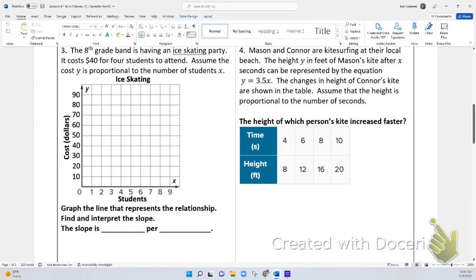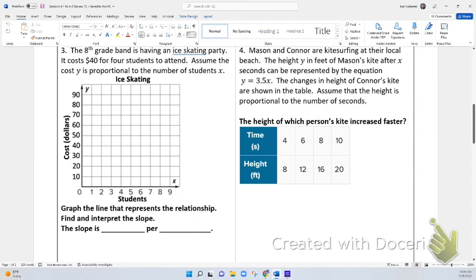All right, so for question number 3, it says, the 8th grade band is having an ice skating party. It costs $40 for 4 students to attend. Assume that the cost, which is in Y, is proportional to the number of students, which is on the x-axis, right? So how many students are going, guys, to the ice skating party?